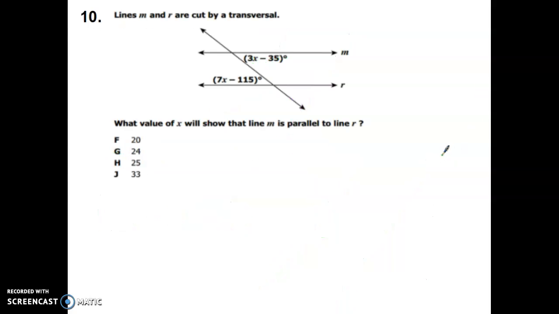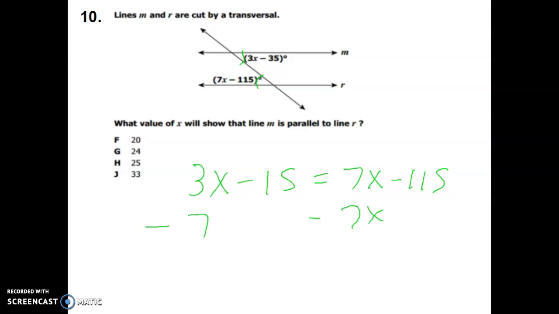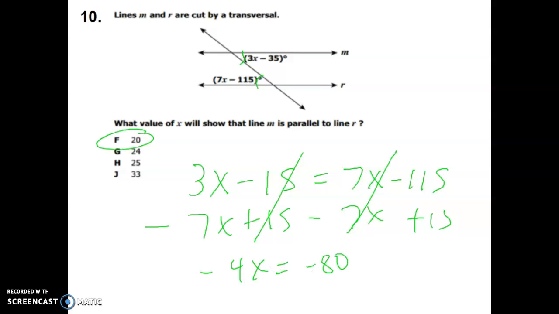Last one, number 10. So those are alternate interior angles. Alternate interior angles are congruent when the lines are parallel. So we need those expressions to be congruent. And when you solve that, I'll just move the 7x's over here and the 15 to the other side. And when you do that, you'll get negative 4x equals negative 80. Divide both sides by negative 4, and you get x is 20. So that's F. And that's the last one.